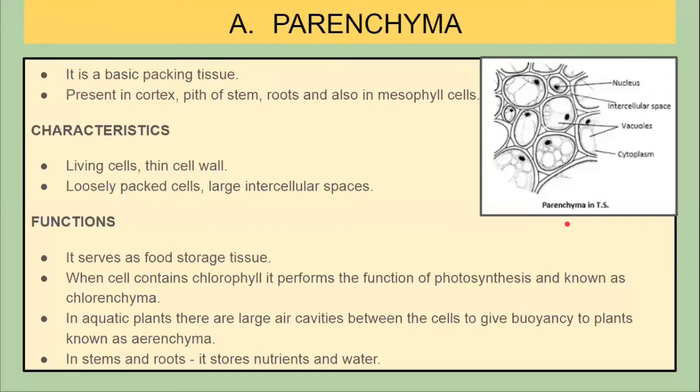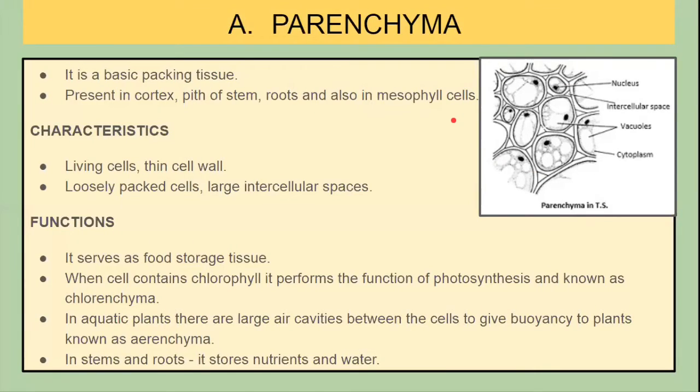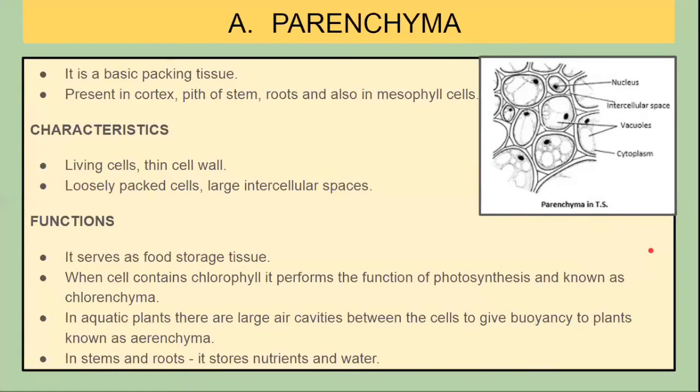Parenchyma is the basic packing tissue. It is present in pith of stem, roots, and also in mesophyll cells. These cells are living cells and they have a thin cell wall. They are loosely packed cells. They have large intercellular spaces. The function of parenchyma is food storage. When parenchymatous cells are present in stems and roots, they store nutrients and water.